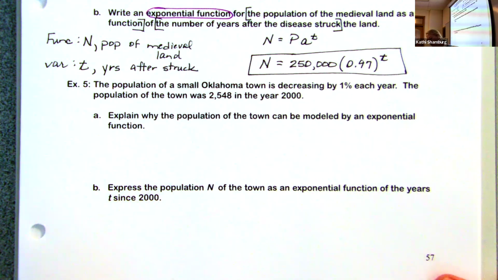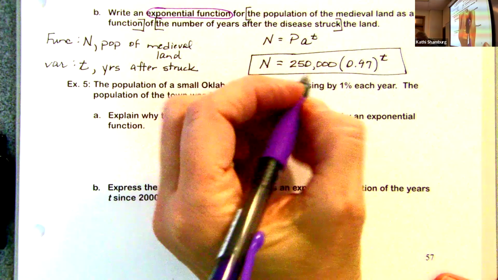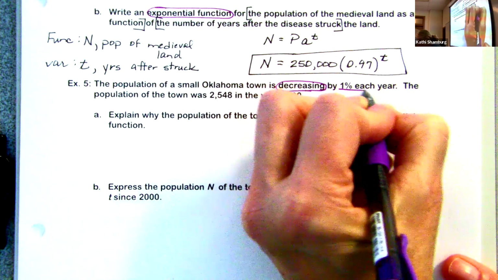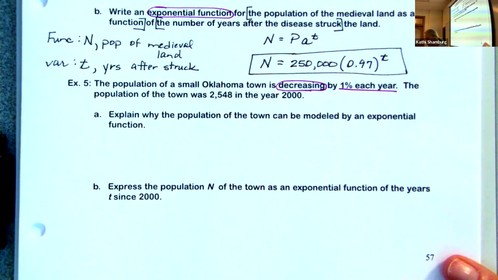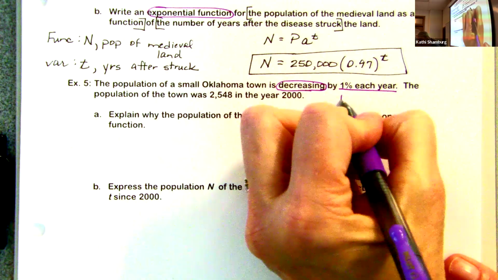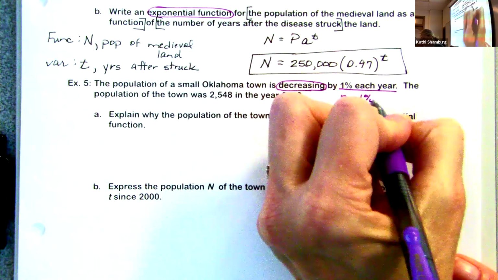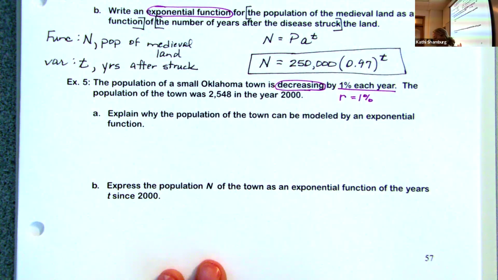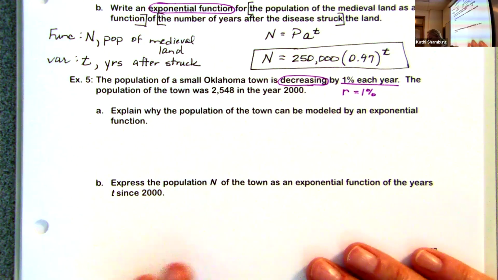All right. The population of a small Oklahoma town is decreasing by 1% each year. So decreasing 1% each year. All right, so we know that they give us R equals 1%, and we know we have decay because of the word decreasing. The population of the town was 2,548 in the year 2000.